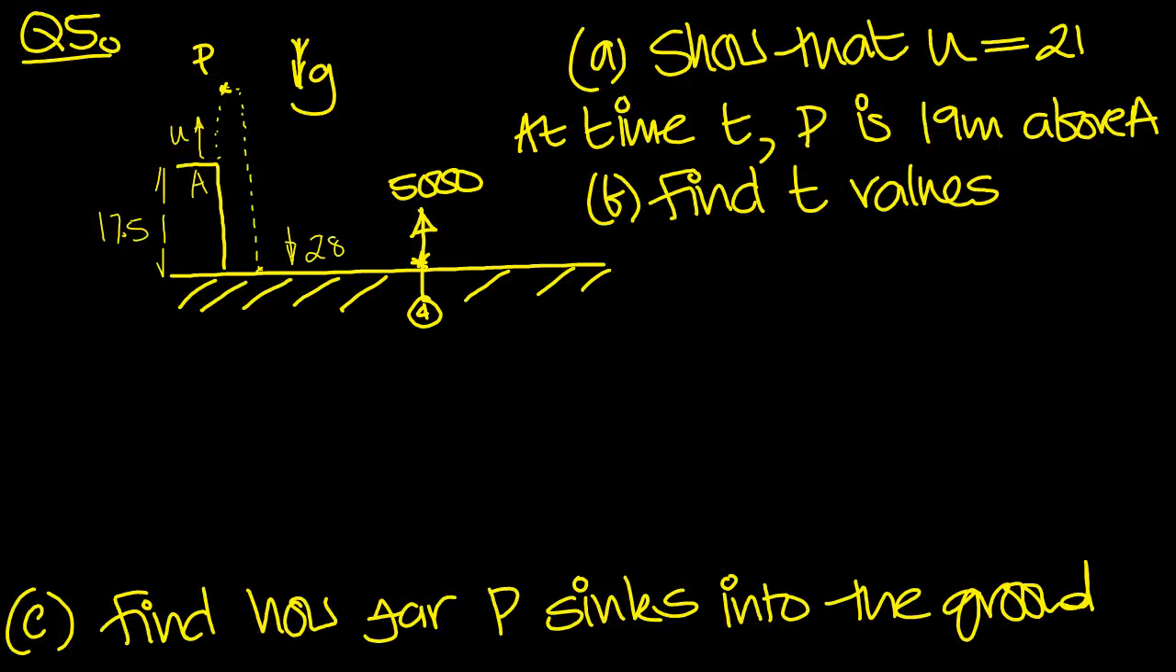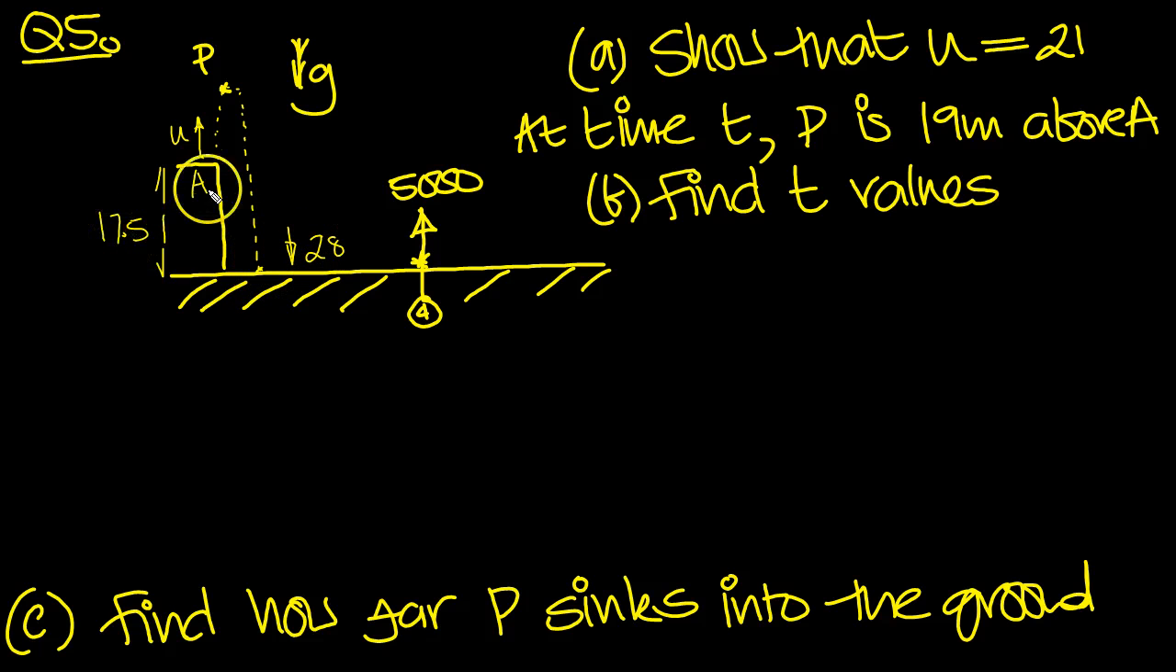Let's have a look at that then. Here's the question all summarized with all the information in the picture. We need to show that u is 21. So it's thrown upwards at initial velocity u. It's going to reach a maximum height, falling under gravity, acceleration g, goes down and hits the ground at 28.